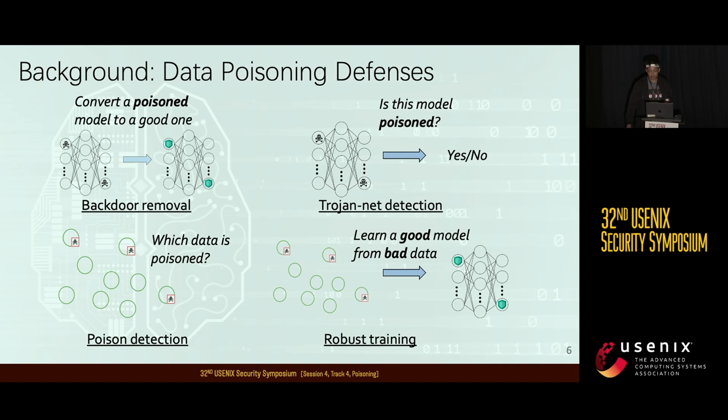Fortunately, we also have a list of established defenses against poisoning attacks. Representative categories of defenses are backdoor removal, which aims to convert a poisoned model into a good one, and poison detection, which aims to determine whether or which data is actually being poisoned. The next presentation by my friend here is also going to fall into this category. And Trojan net detection, which helps to determine whether a given model is poisoned or not, and robust training.